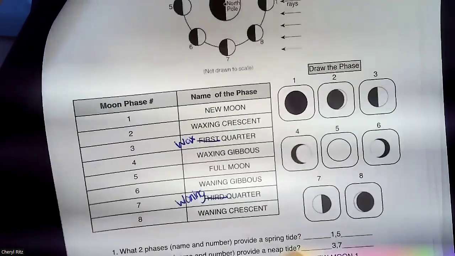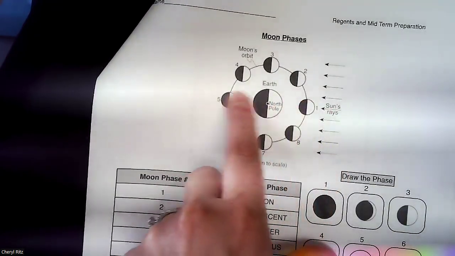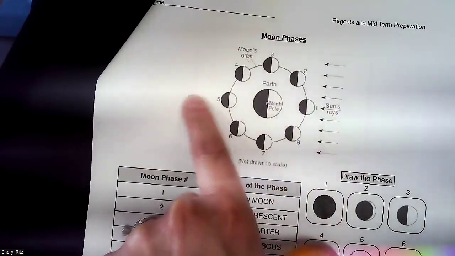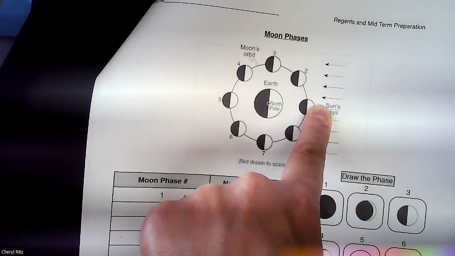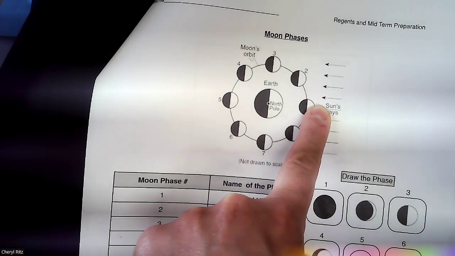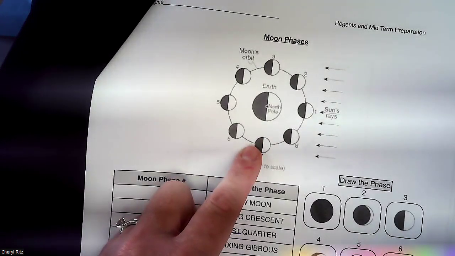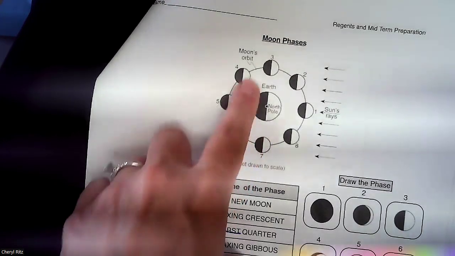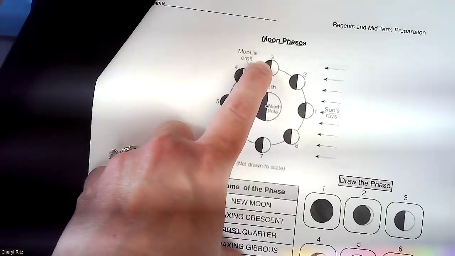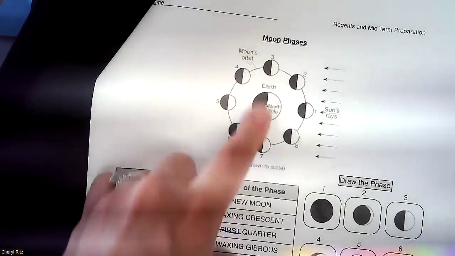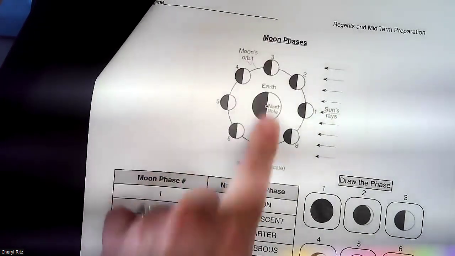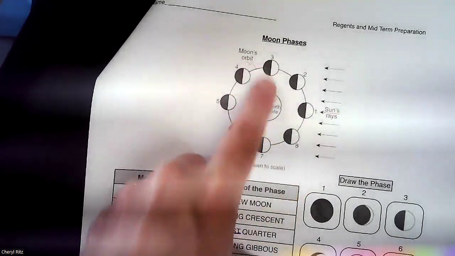Which ones will provide a spring tide? Remember, spring tides are when the moon and the earth and the sun are in a perfect straight line. So 1 and 5 will be the spring tide. Highest high tides, lowest low tides, biggest difference. The neap tide is the opposite. It's when we have the highest low tides and the lowest high tides. So the smallest difference is when the moon is directly opposite being in line. So it'll be 3 and 7.